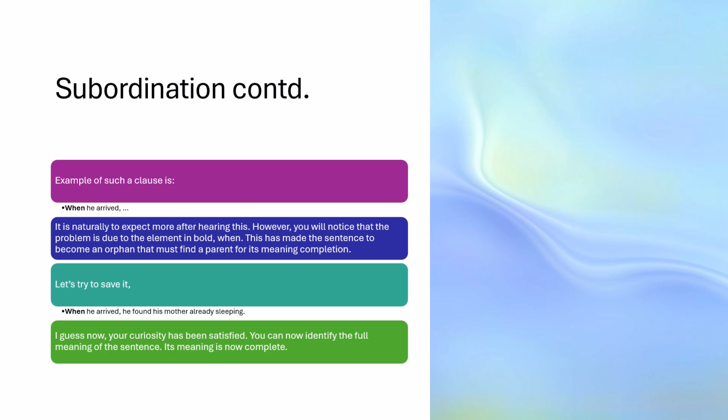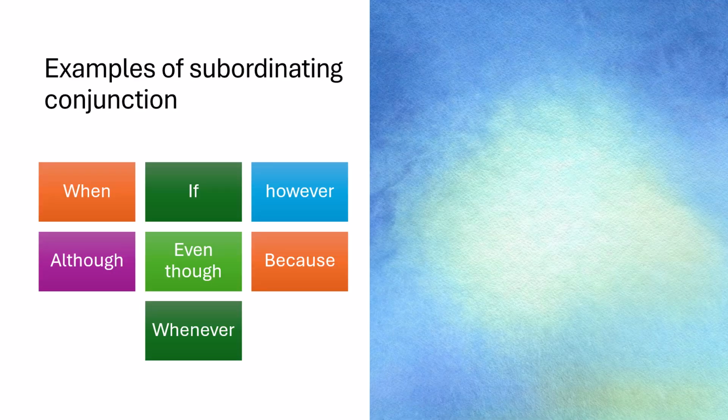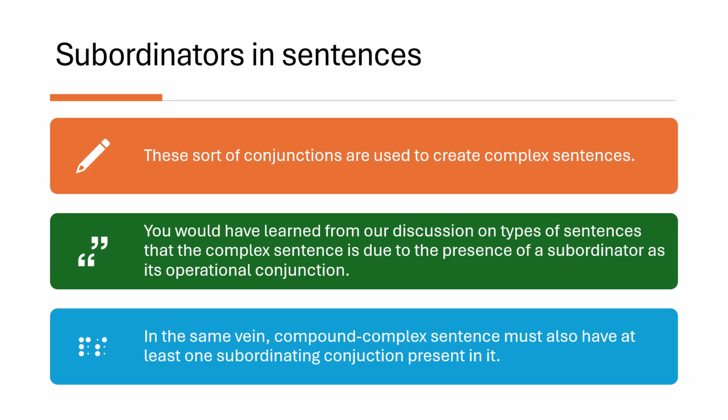So let's try to save it from crashing, as we say in grammar. So, when he arrived, he found his mother already sleeping. So in this way, yes, now your curiosity is satisfied and you can now identify the full meaning of the sentence. So its meaning is now complete. It's no longer hanging, it's no longer an orphan, it has found its full expression by giving it a parent or a main clause. So examples of subordinate conjunctions are when, if, however, although, even though, because. All these give us examples of subordinating conjunctions.